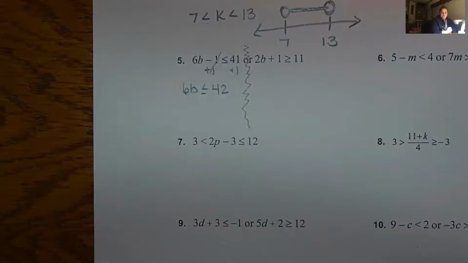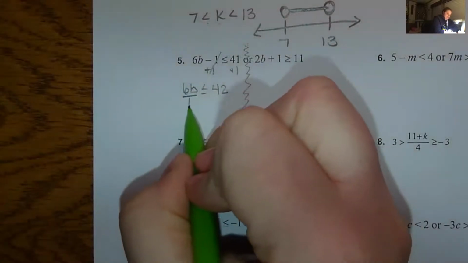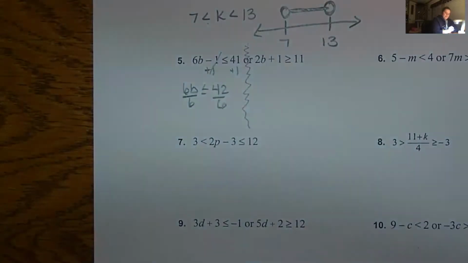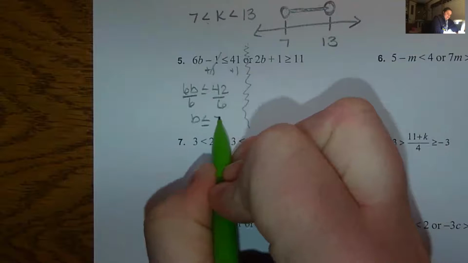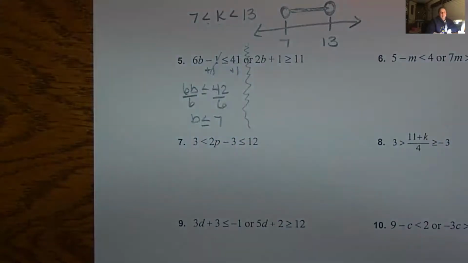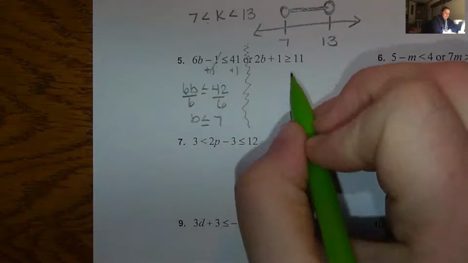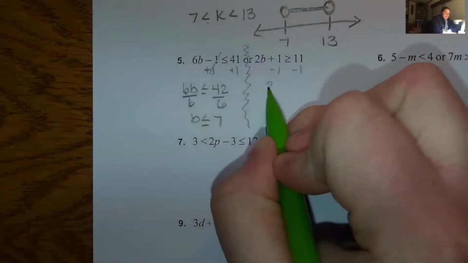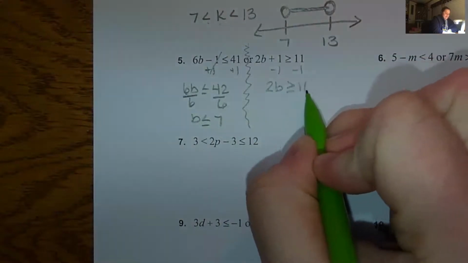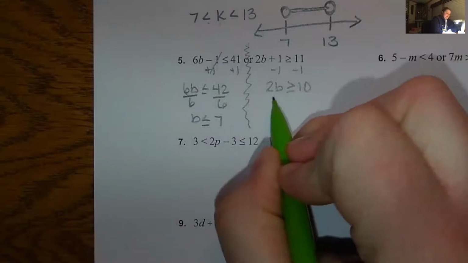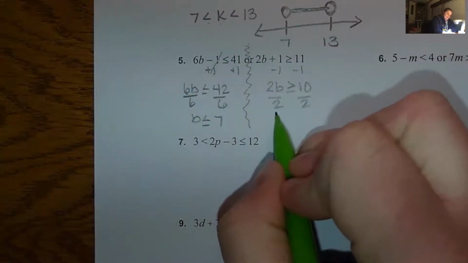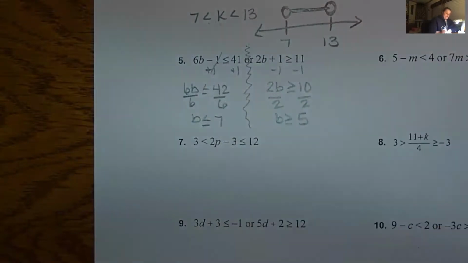How do I get rid of that 6 in front of the b? You have to divide that 6 out. Okay, so I have b is less than or equal to 7. Okay, now I'm going to go solve the other side. How do I get rid of that plus 1? Minus 1. So I have 2b greater than or equal to 10. How do I get rid of the 2? Divide. So I have b is greater than or equal to 5.